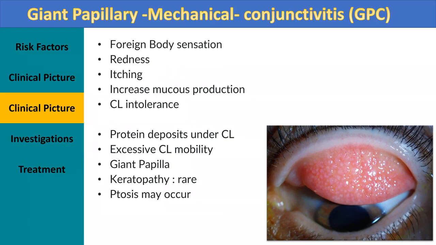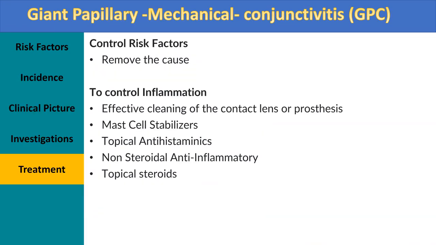If you remove the contact lens, you will find some proteinaceous deposits. You will also find some excessive contact lens mobility, giant papillae, and sometimes keratopathy, which is rare actually. And sometimes ptosis may occur from the weight of the eyelid. Again, no investigations are needed. We just jump to treatment.